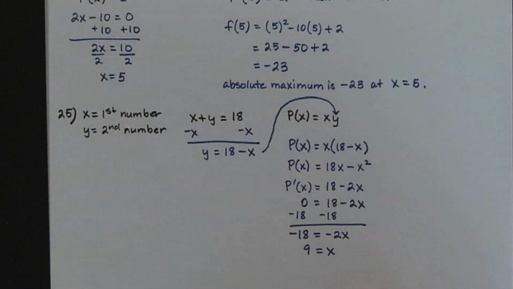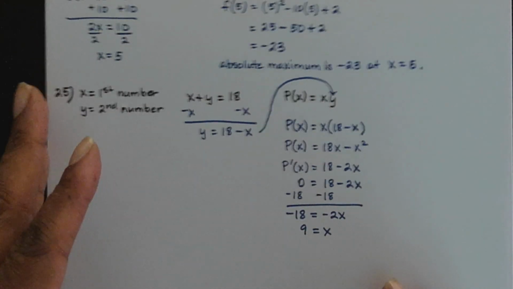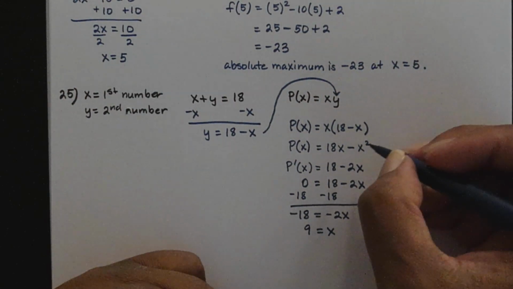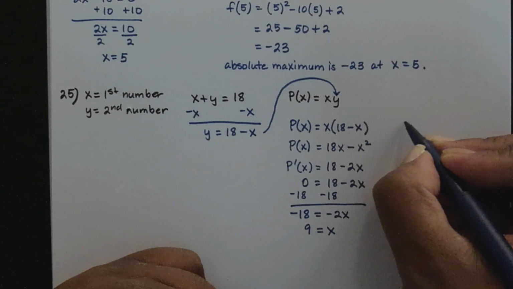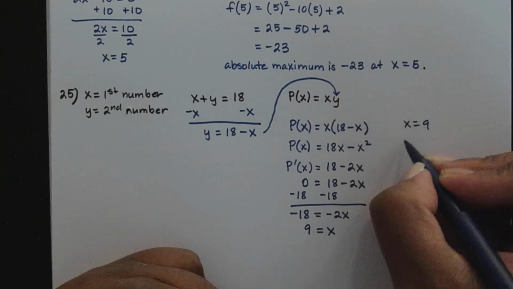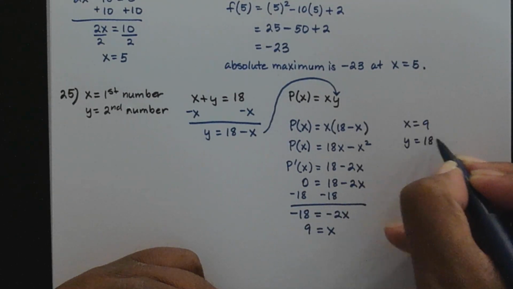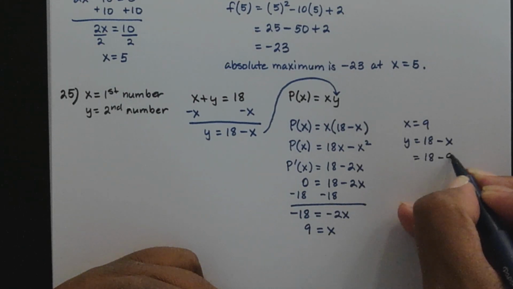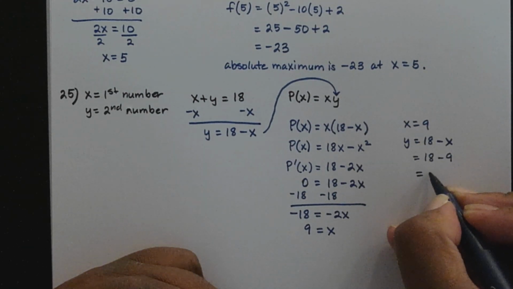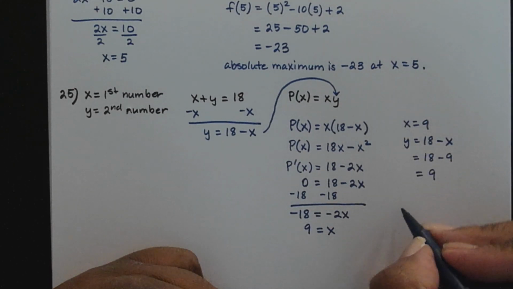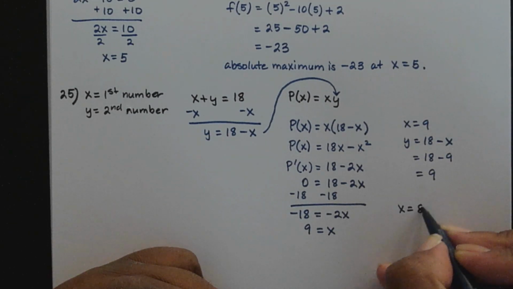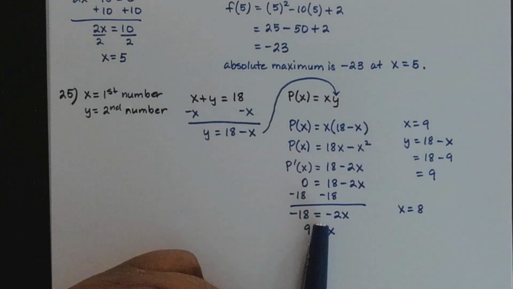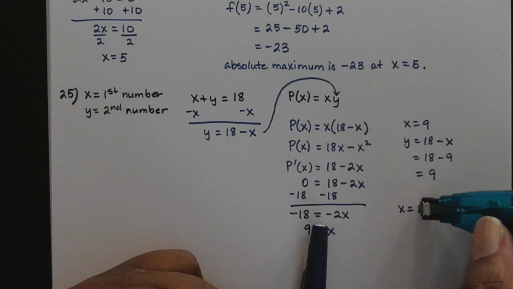We're looking for a maximum, so that means 9 will have to be the maximum here. If x is 9, I know y is 18 minus x, so I simply replace the x with 9, so 18 minus 9, which is 9. So x is equal to 9, and y will have to be equal to 9.